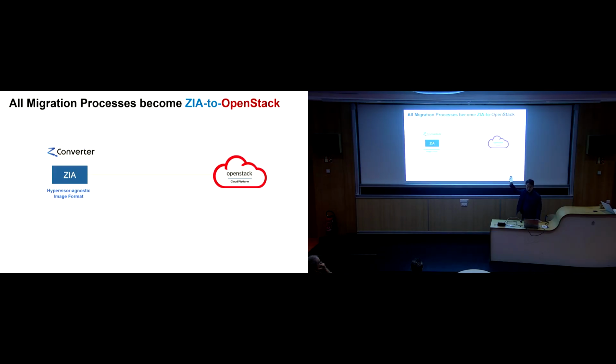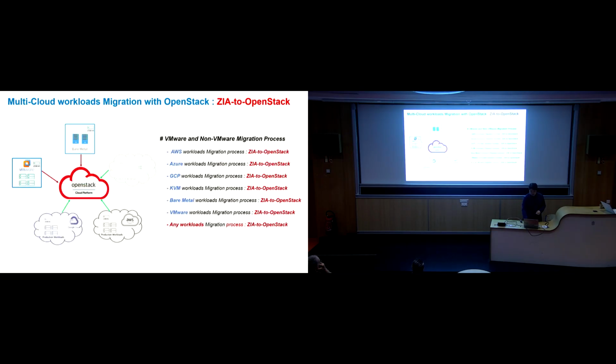All migration processes become ZIA to OpenStack. We tested ZIA to OpenStack thousands of times, and we guarantee a migration recovery success rate of 99.9%. We eliminated the complex migration scenarios into single cases and tested thousands of times. All migration processes become ZIA to OpenStack. AWS migration to OpenStack becomes ZIA to OpenStack.